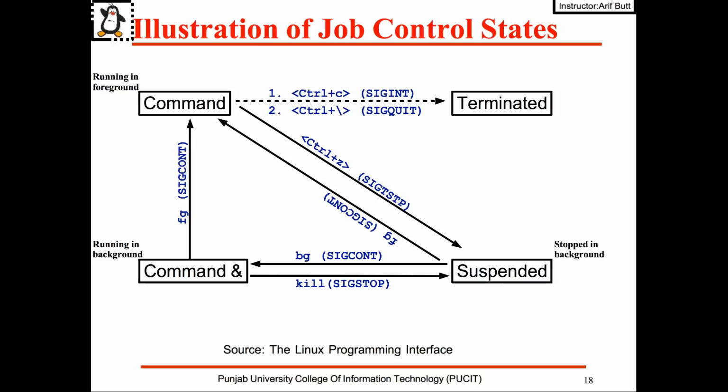And of course, we can use the kill command to send signals. And if we send a kill command using the signal SIGSTOP, it will suspend a job which is running in the background. And finally, we can always kill a suspended job to terminate it. Well, now you have a fair idea about the job control states. Now let us move on to the concept of the process group, session, and the controlling terminals.